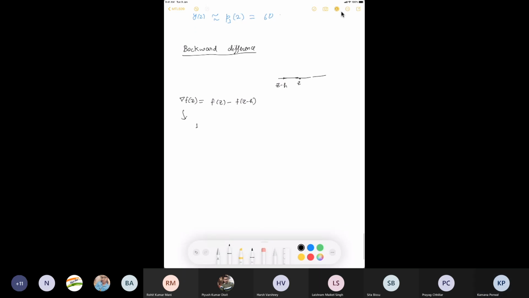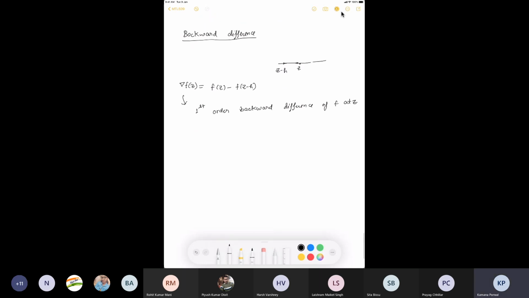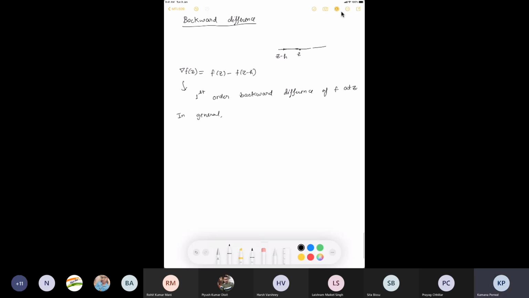So this is the first order backward difference of F at Z. And we can define the higher order backward differences also. If you talk about the (R plus 1)th order backward difference of F at Z, this is nothing but the Rth order backward difference of F at Z minus the Rth order backward difference of F at Z minus H.